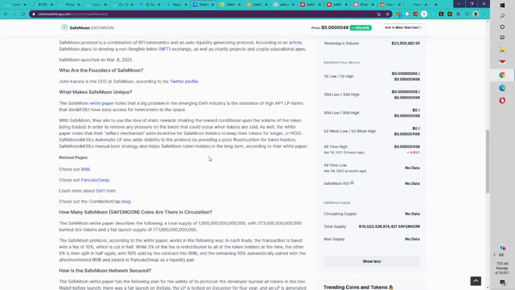Safemoon notes that a big problem in the emerging DeFi industry is the existence of high APY LP farms that don't have easy access for newcomers to the space. With Safemoon, they aim to use the idea of static rewards, making the reward conditional upon the volume of the token being traded, in order to remove any pressure on the token that could occur when the tokens are sold. The white paper also notes that there's a reflect mechanism as an incentive for Safemoon holders to keep their tokens for longer, or hold. Automatic LP also adds stability to the protocol, providing a price floor cushion for token holders. The manual burn strategy also helps Safemoon token holders in the long term, according to the white paper.